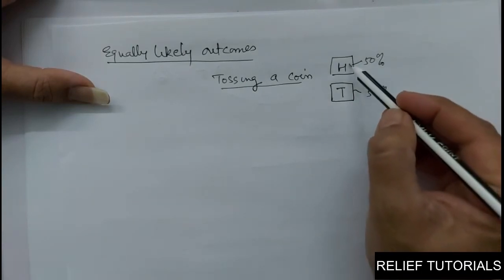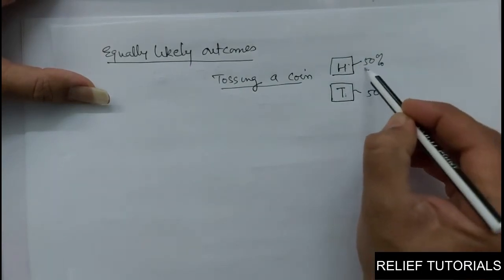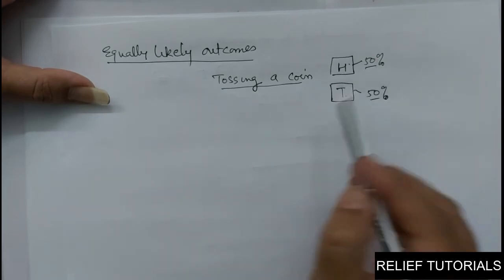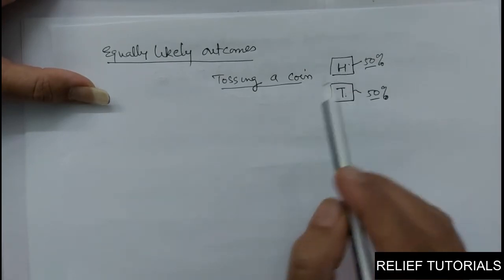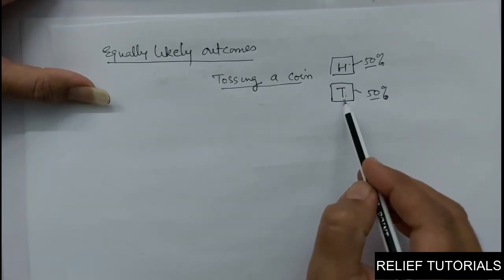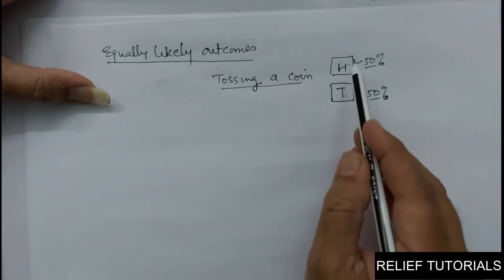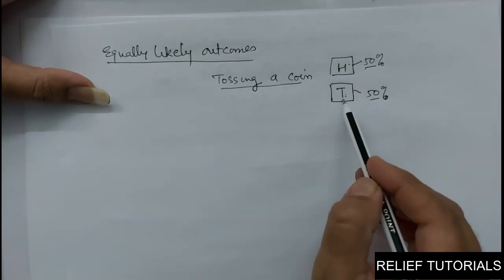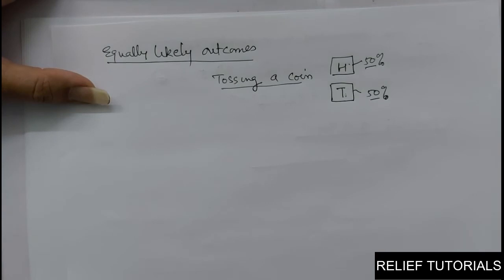So the probability of occurrence of both these events is equal. There are equal chances of getting head and equal chances of getting tail when you toss a coin. So such outcomes are called equally likely outcomes. Clear?